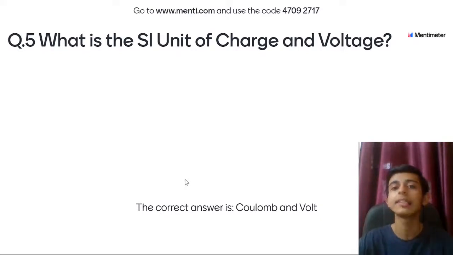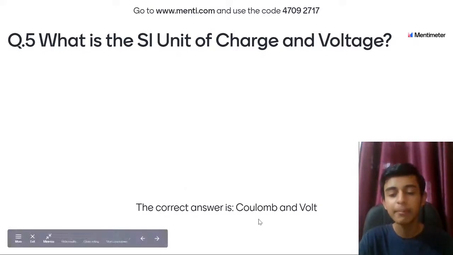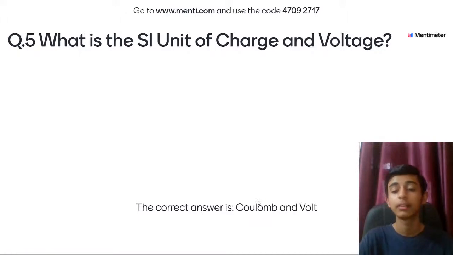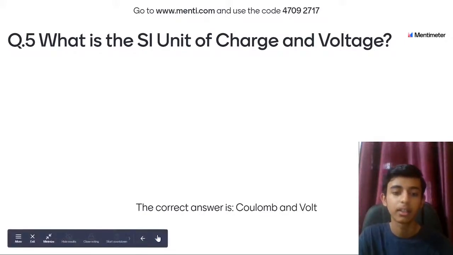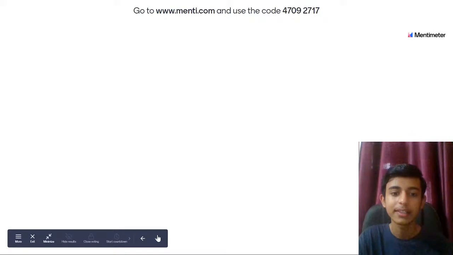And nobody could answer. The SI unit of charge is coulomb and the SI unit of voltage is volt. Voltage is the potential difference. Okay? Don't get confused, please. And also we measure voltage by an instrument known as voltmeter. And galvanometer is used to predict if there is an electric current or not. Okay? So the final leaderboard is here.